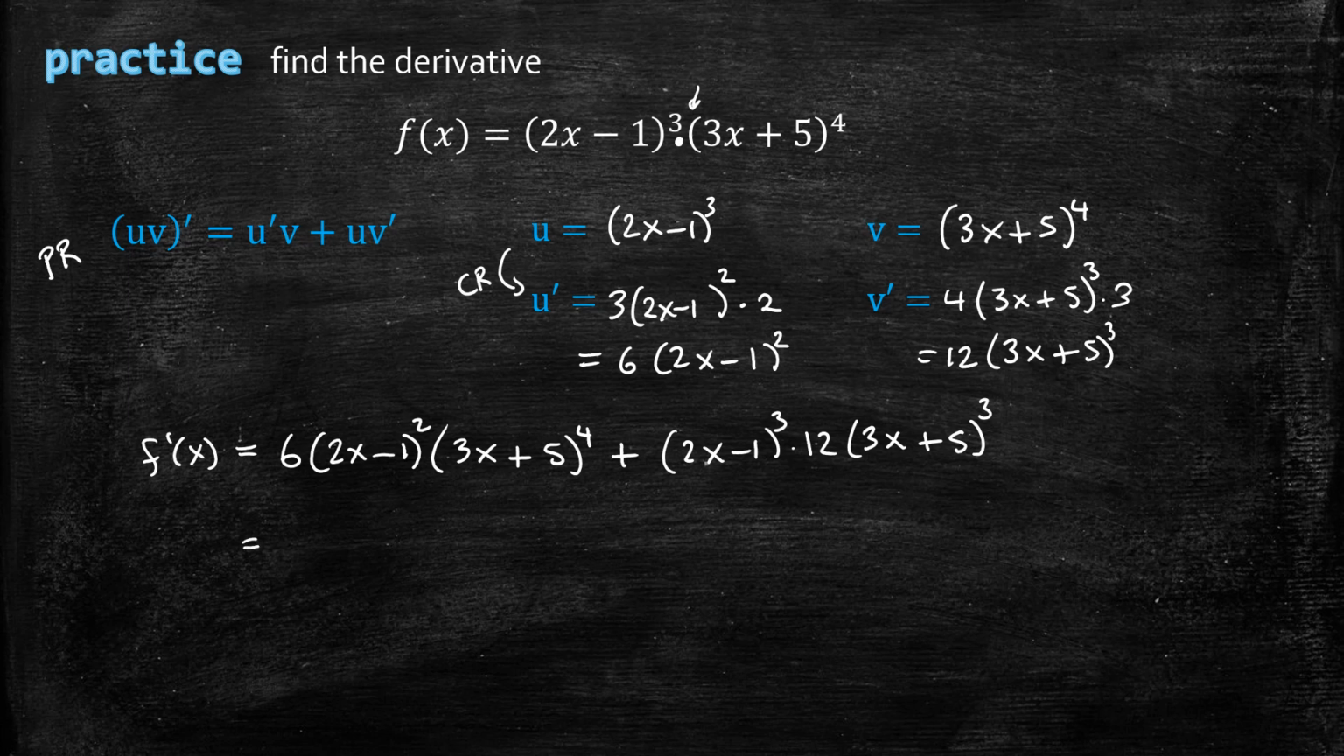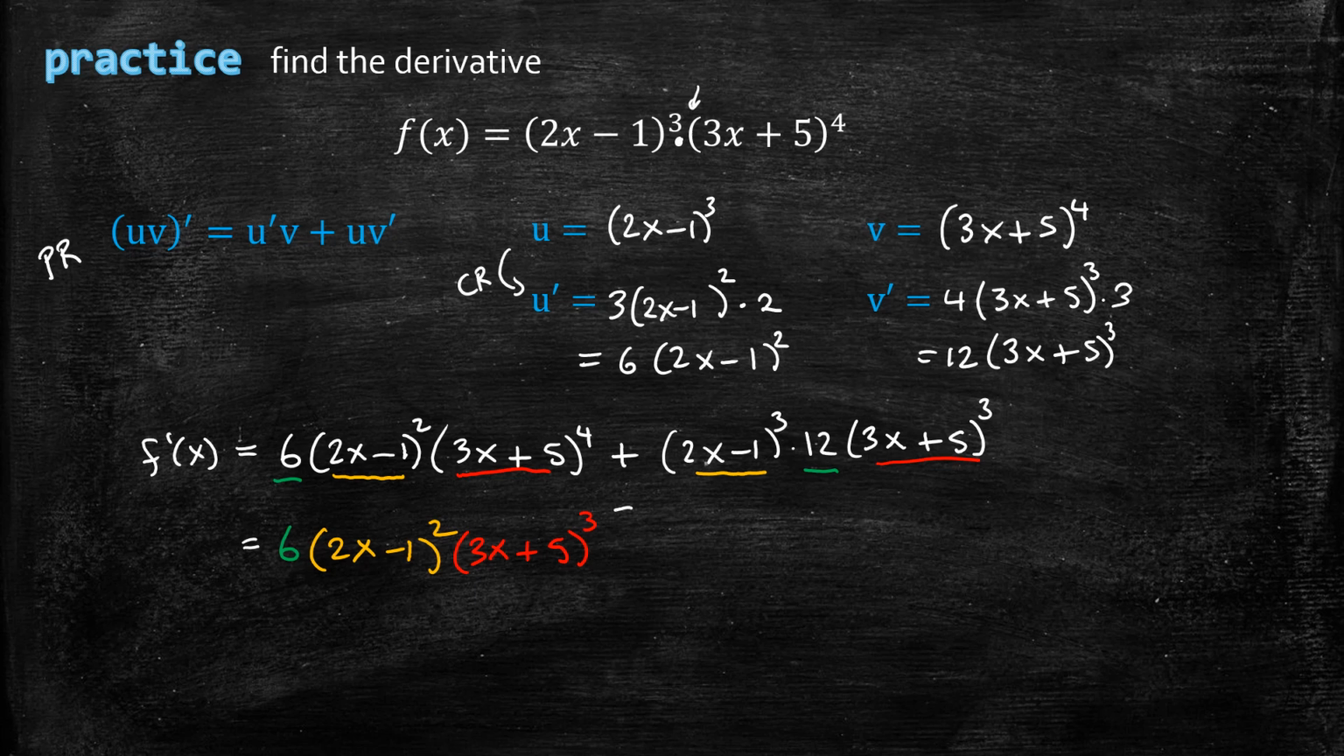So let's look for some commonalities between these two expressions. We notice there's a 6 there and a 12 there, so we can definitely factor out a 6. So I'm going to put the 6 out there. And then if we look here, we have (2x minus 1) squared and (2x minus 1) cubed. The most I can take out is (2x minus 1) squared. And finally, (3x plus 5) to the 4th and cubed. So the most we can take out is this, cubed.